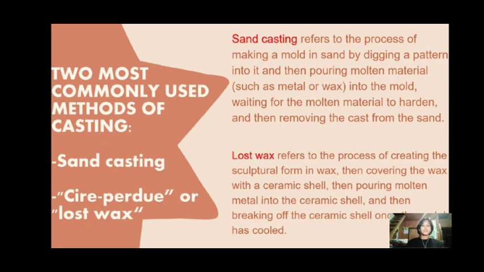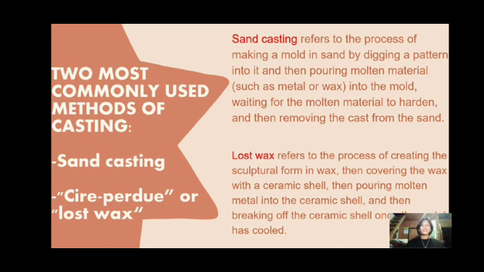The two most commonly used methods of casting are sand casting and lost wax. Sand casting refers to the process of making a mold in sand by digging a pattern into it and pouring molten metal into the mold, waiting for the molten material to harden, and then removing the cast from the sand. In sand casting, the mold we use is sand. It's the same process: you pour the molten metal into the mold, and when it hardens, it takes form.